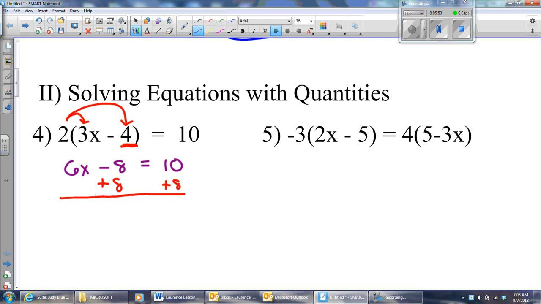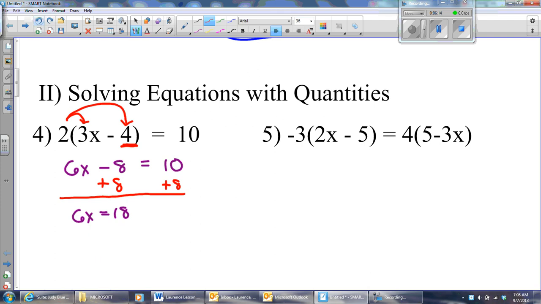And I will get 6x equals 18. And I'm going to divide by 6 on both sides. And x is going to equal 3. Okay, pretty easy. I know a slightly different way to do this one. I'm going to show you.